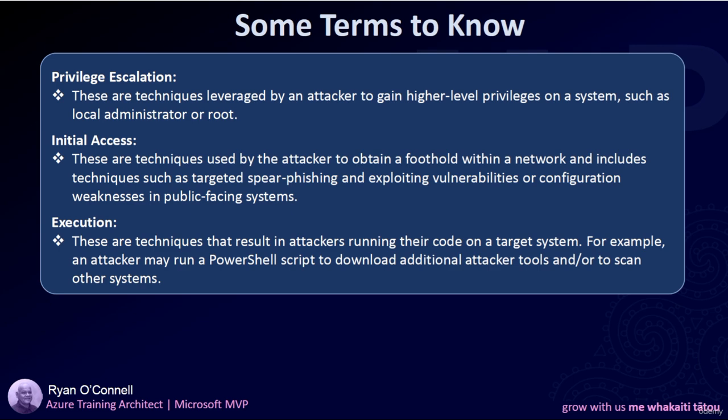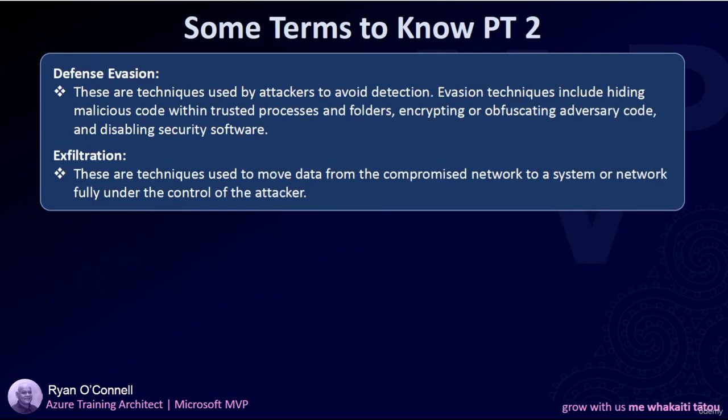Then we have execution. These are techniques that result in the attacker running their code on a target system. For example, an attacker may run a PowerShell script to download additional attacker tools that can and will be used to scan your network for weaknesses on other systems so that they can gain a foothold into those as well. Then we have defense evasion.